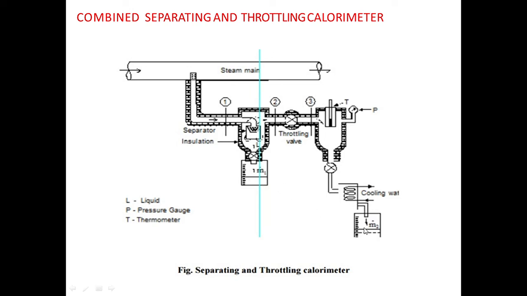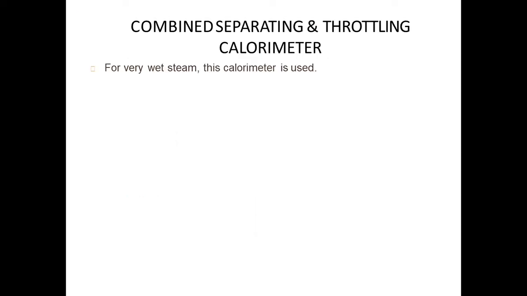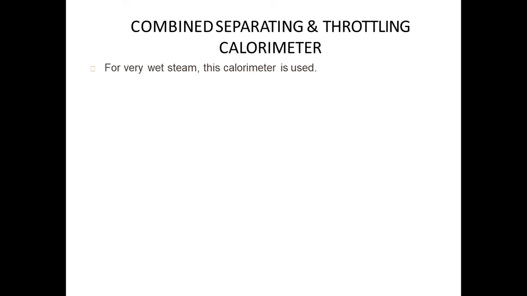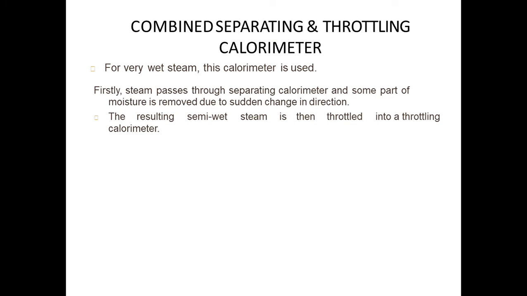So you can find out the dryness fraction using this, that is x1, and you can find out x2 from here. If you have x1 and x2, the final dryness fraction can be written as x1 into x2. This type of calorimeter is used for very wet steam; particularly when you have very wet steam, you can use it.